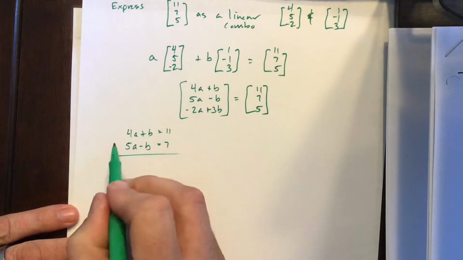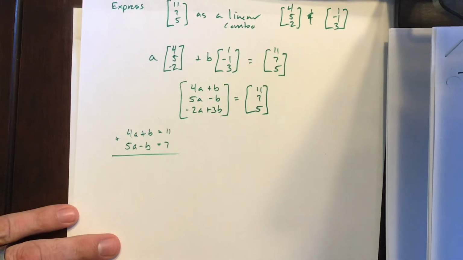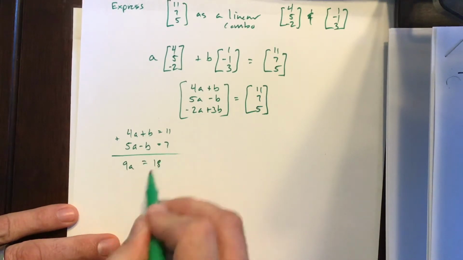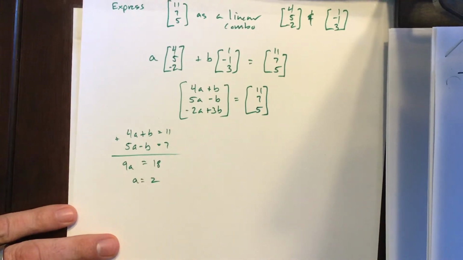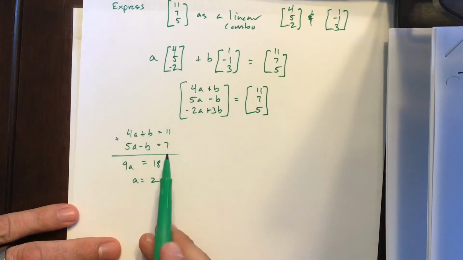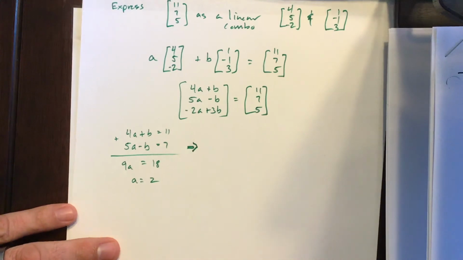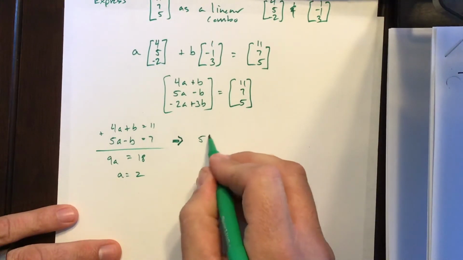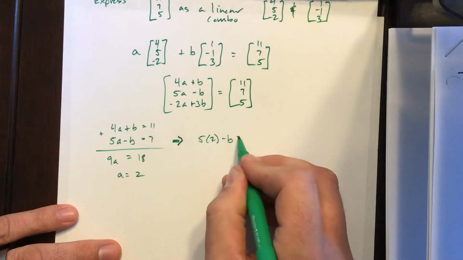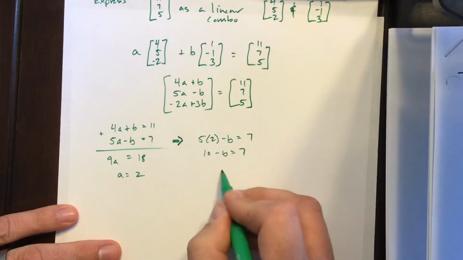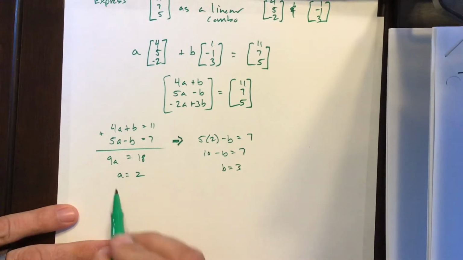add those 2 equations together. I get 9a plus 0 is equal to 18. So turns out that a is equal to 2. If a is equal to 2, and I know that 5a minus b is equal to 7, that implies, that's what that symbol means, that 5 times 2 minus b is equal to 7. So that's 10 minus b is equal to 7. So we know that b is equal to 3.